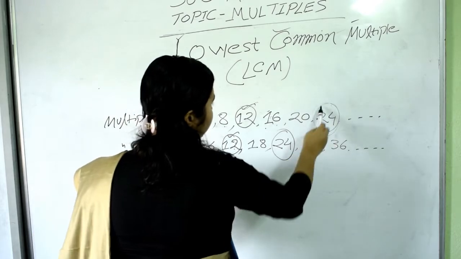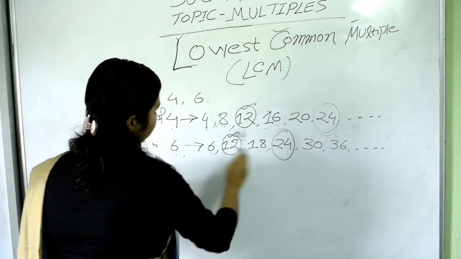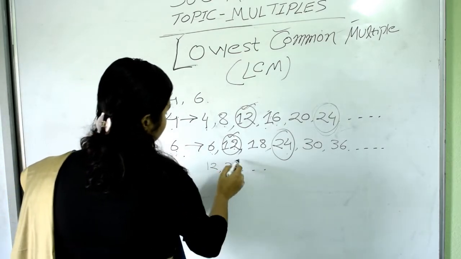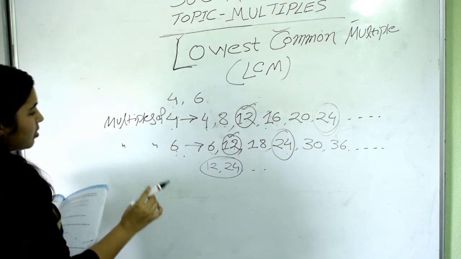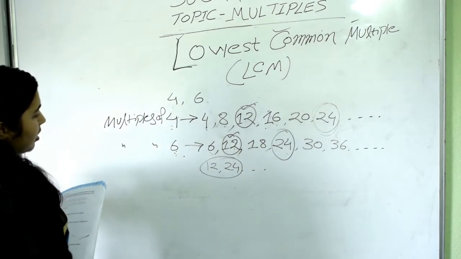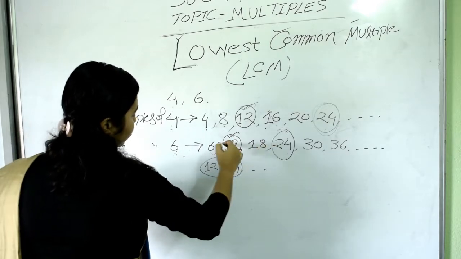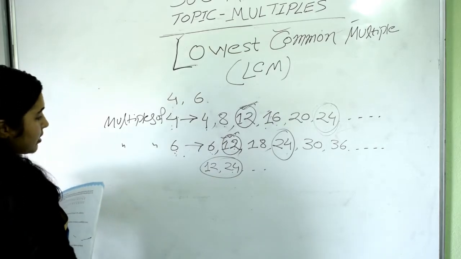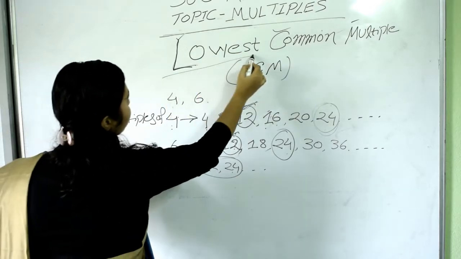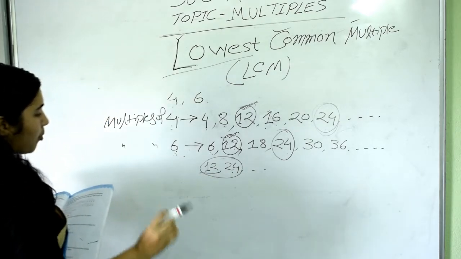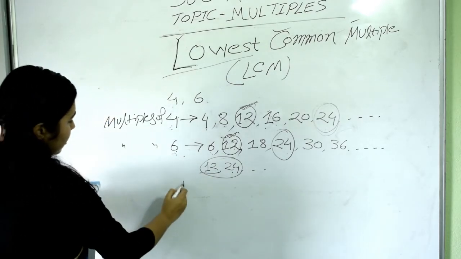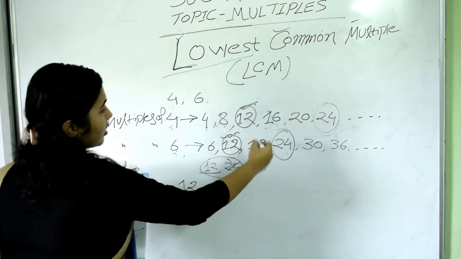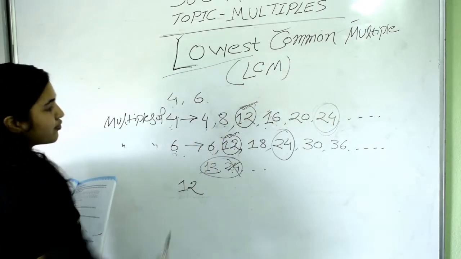Now 24 is a multiple of 4 and 24 is also a multiple of 6. That means 12, 24 are the common multiples of 4 and 6, and 12 is the first one. 24 is more than 12. That means the lowest or least common multiple of 4 and 6 is 12, not 24, because 24 is the second one and 12 is the first one.